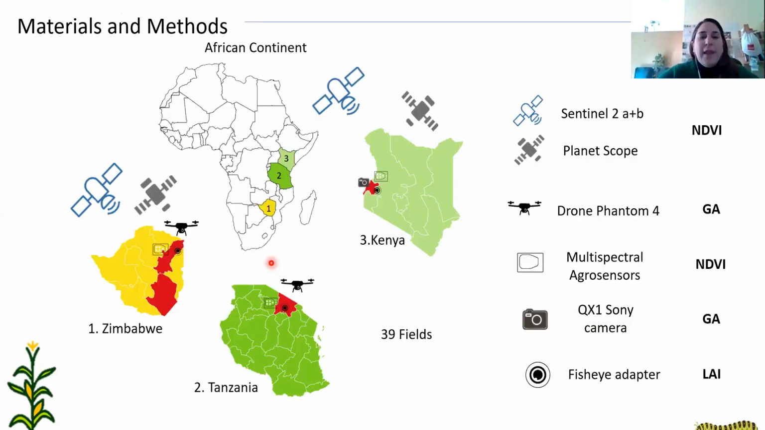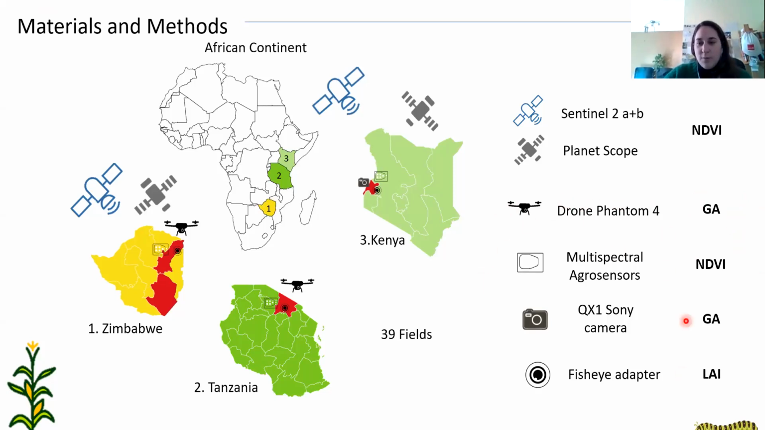Okay, the plan was that we went to 3 different countries: Zimbabwe first, then Tanzania and Kenya. In Zimbabwe, we took data from the PlanetScope satellite and calculated NDVI. We flew a drone, but the data was not good, and we didn't use it. There are a lot of problems because drones are prohibited in most countries in Africa. That's why we don't use that data.